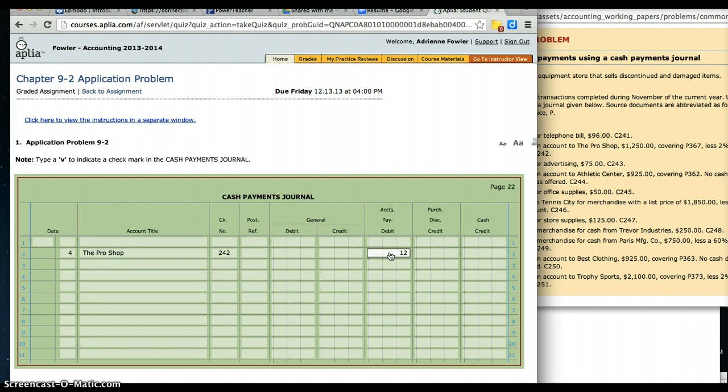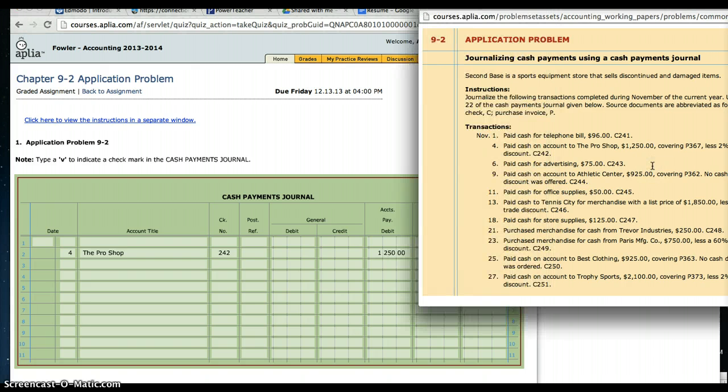So $12.50 goes here. He gets a 2% discount, which is common a lot of times when customers pay their bills early within 10 days. There's this 2/10 net 30 that means that they'll get 2% off if they pay within 10 days. Otherwise, they have to pay the net, which is the entire amount, if they wait the whole 30 days.